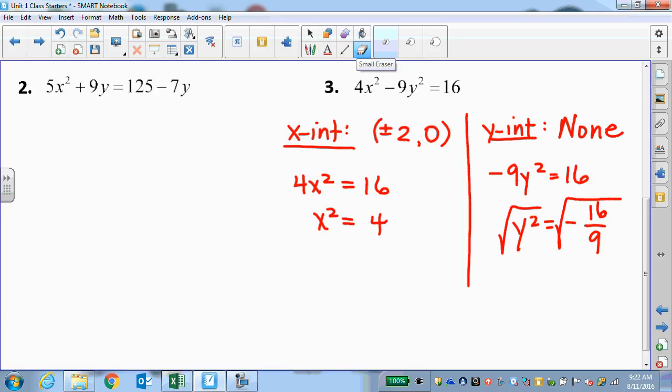All right, what do you think about the function here, function or not? If you don't like it, why not? Yeah, it's still got an x-intercept, so there is a graph. It just doesn't have any y-intercept. So it means that, let's think.